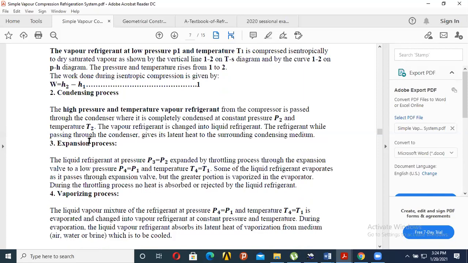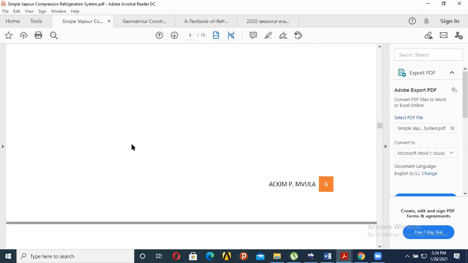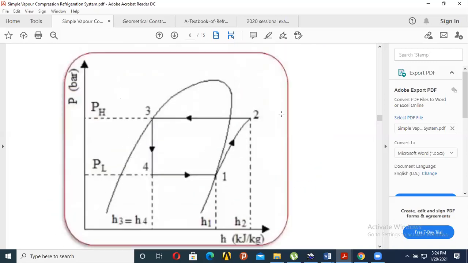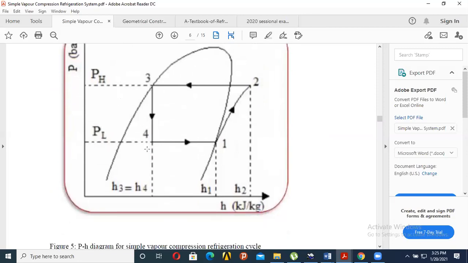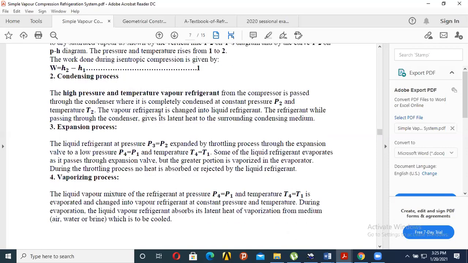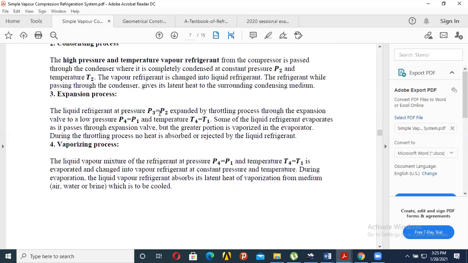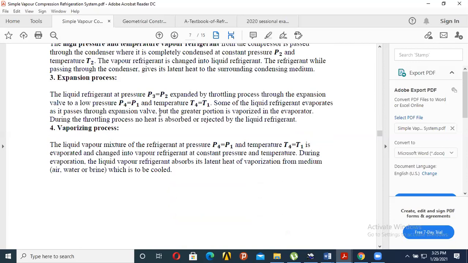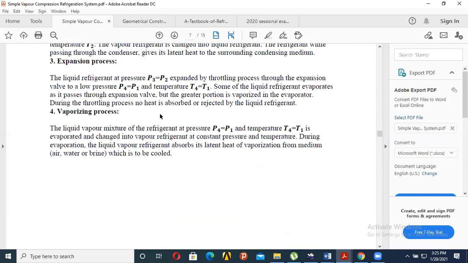For condensing, you want to know how much you have released to the environment, okay? You can find this by comparing h2 against h3, so h2 minus h3. You can know how much you have released to the environment. For the expansion device, there's no work and no change in enthalpy. The temperature and pressure just decrease.